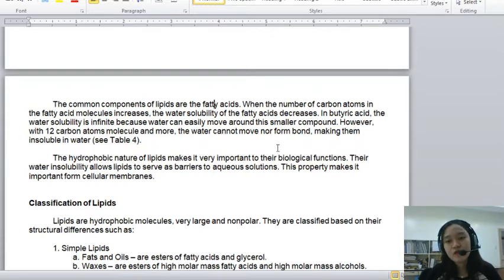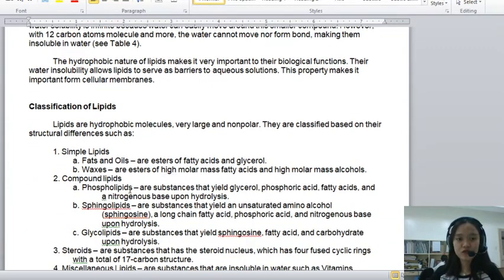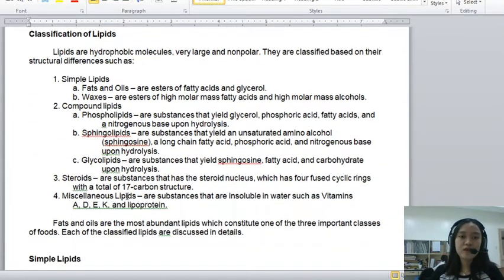So, yung hydrophobic nature ng inyong lipids provides a protection against water for your cells. So, let's go to classifications of lipids. You have a total of 4 major classifications of lipids, each containing different classifications. So first, you have simple lipids.